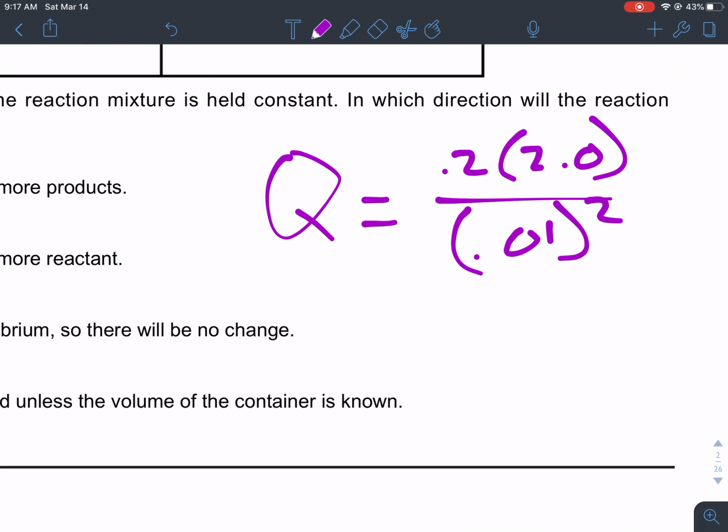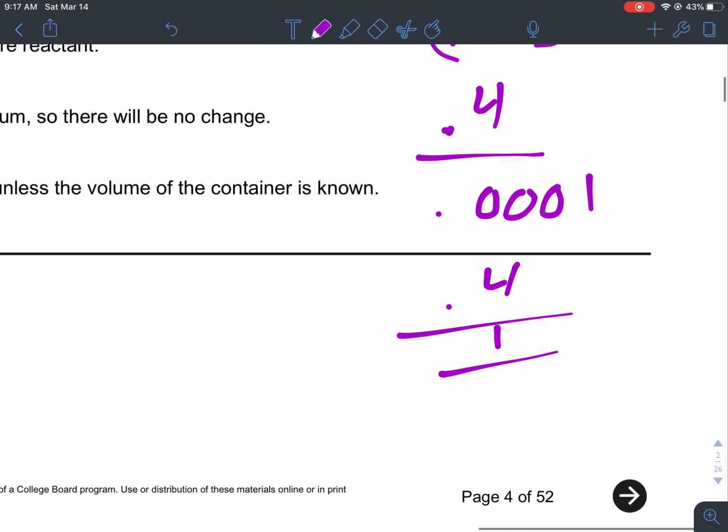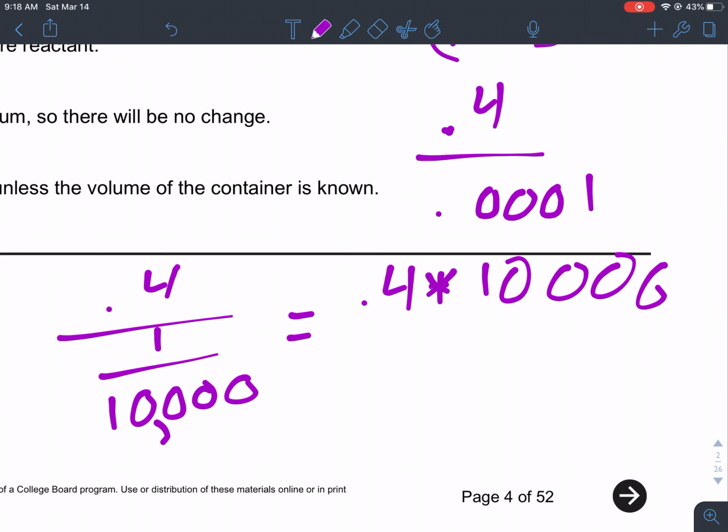The numerator is 0.4. The denominator is 0.0001. Let me tell you how I think of this to calculate it without a calculator. I think of this as 0.4 over 1 over 10,000. When you divide by a fraction, you multiply by its reciprocal, so I end up having 0.4 times 10,000. 0.4 times 10,000 is 4,000. So my Q is equal to 4,000.